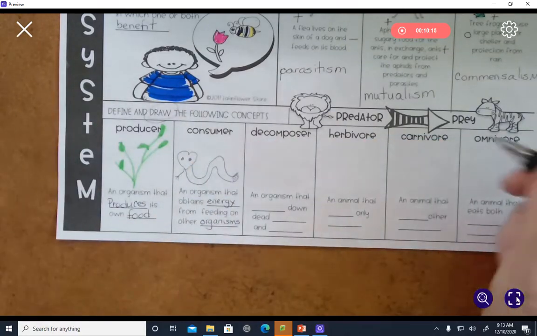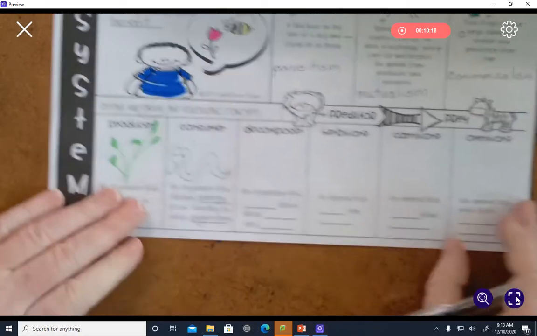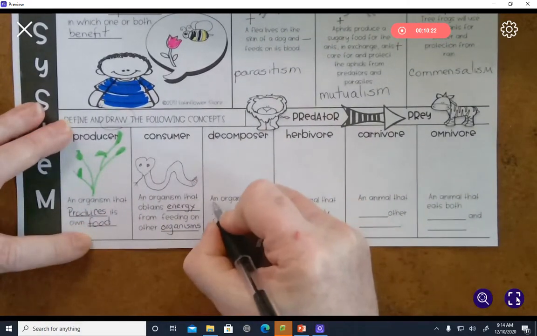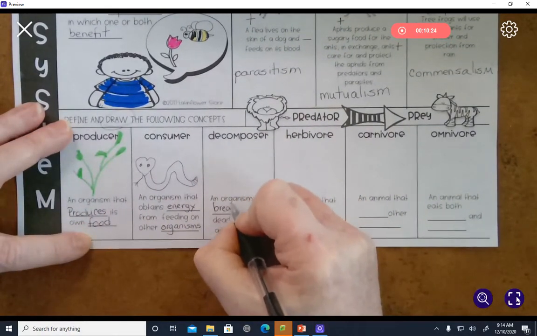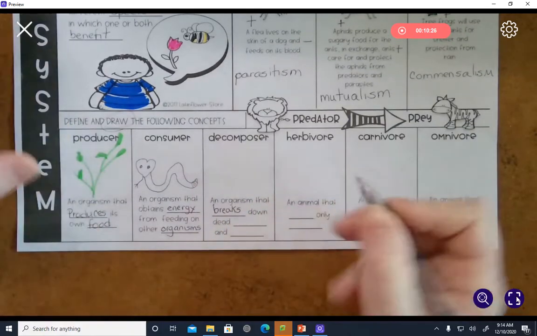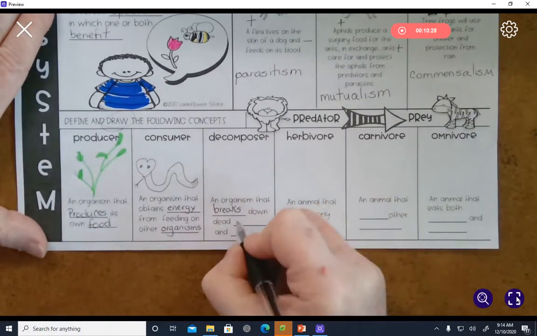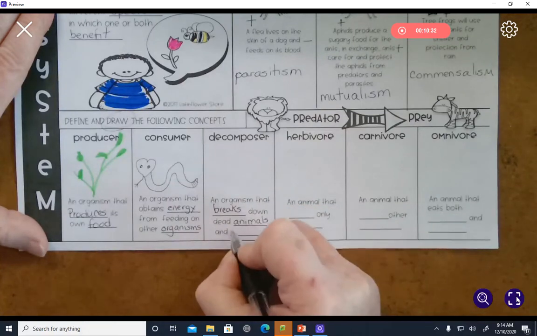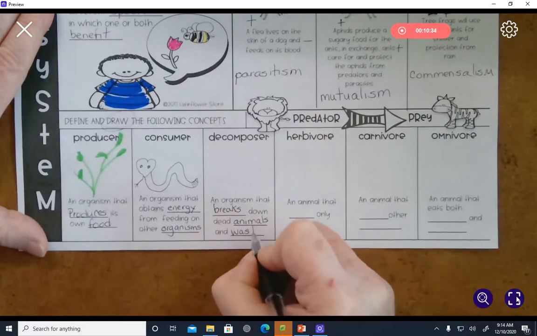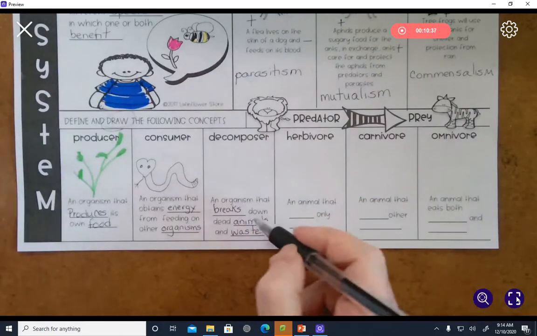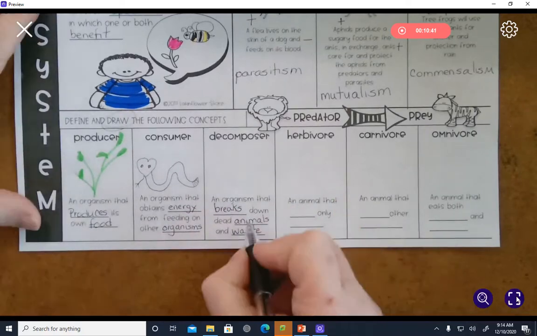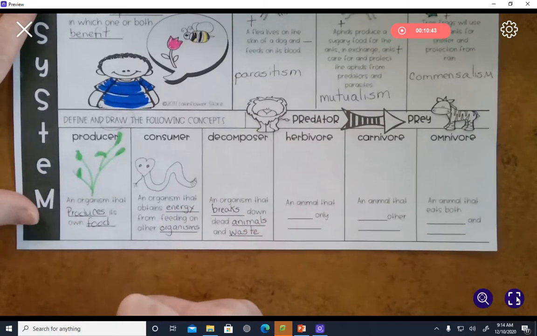So any consumer that eats another. A decomposer is an organism that breaks down dead animals or dead matter, I guess, and waste. I guess I shouldn't have written animals there because I know that decomposer is also dead. So let's write organisms here. I'm always afraid I'm going to, yeah, dead organisms.